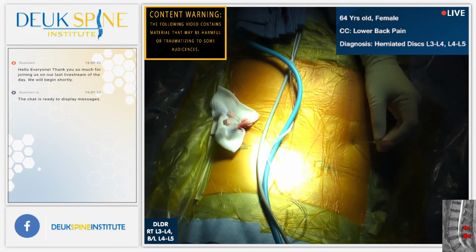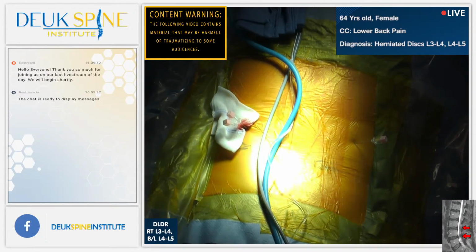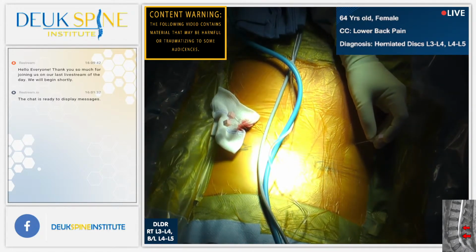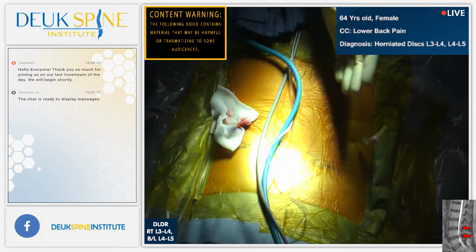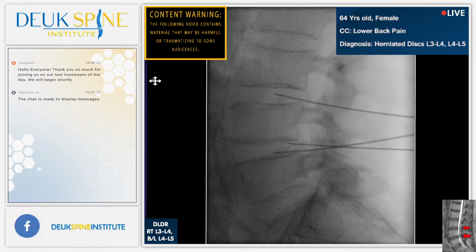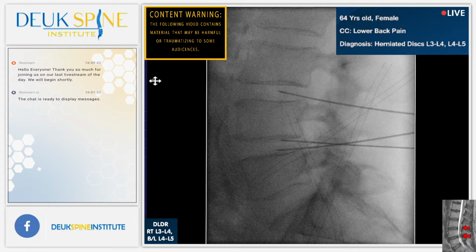Is she okay? Just checking to see how she's doing. All right, so she's got basically two herniated discs, L3-4 and L4-5. And the L3-4 disc herniation is on the right side. The L4-5 disc herniation is on both sides.